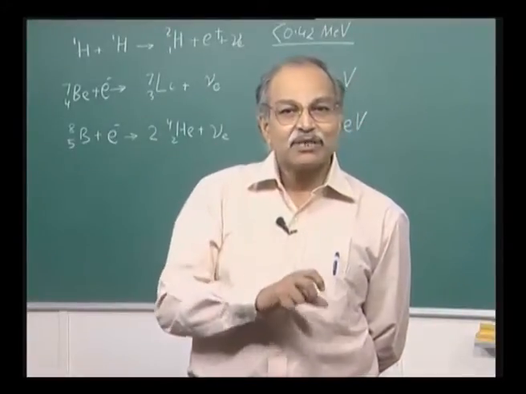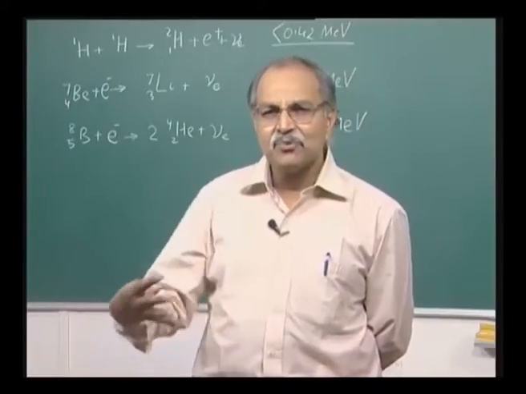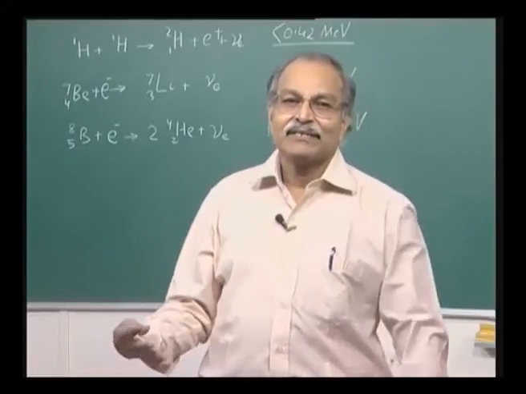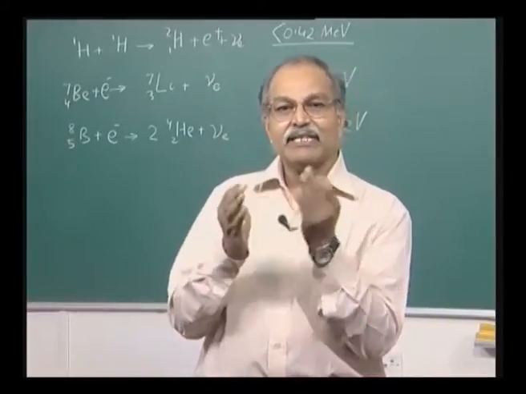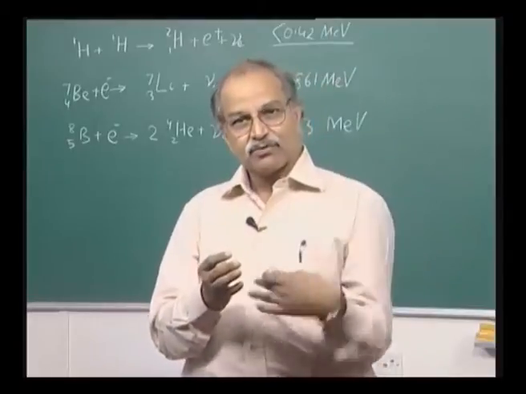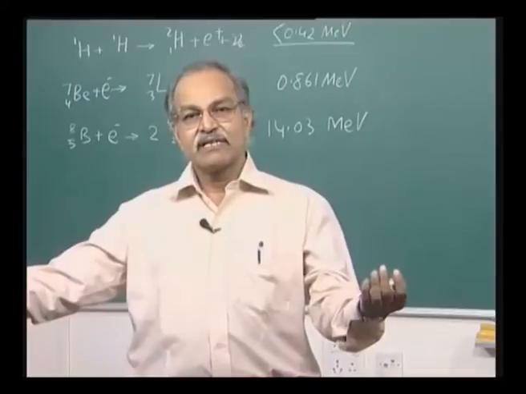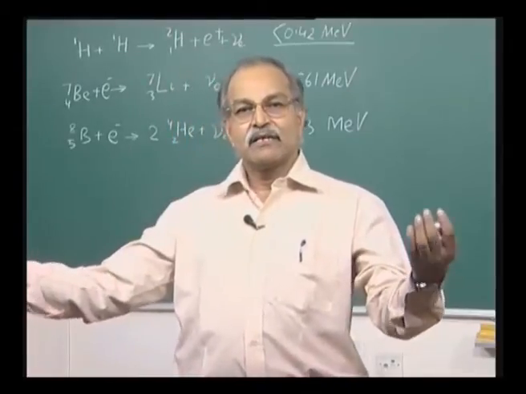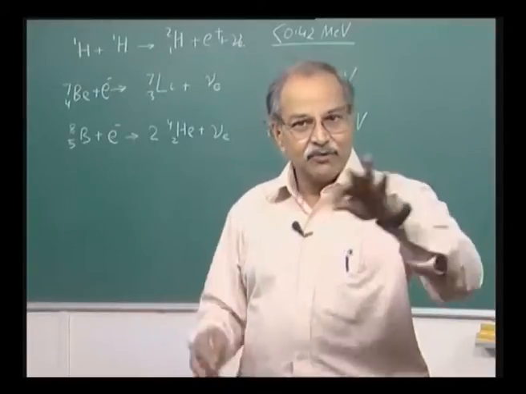The observed number was only 1/3 of that. After that, several more experiments were done, that gallium based detector, where gallium will absorb this neutrino and will make germanium. Then this Kamiokande and Super-Kamiokande, where the scheme was different.